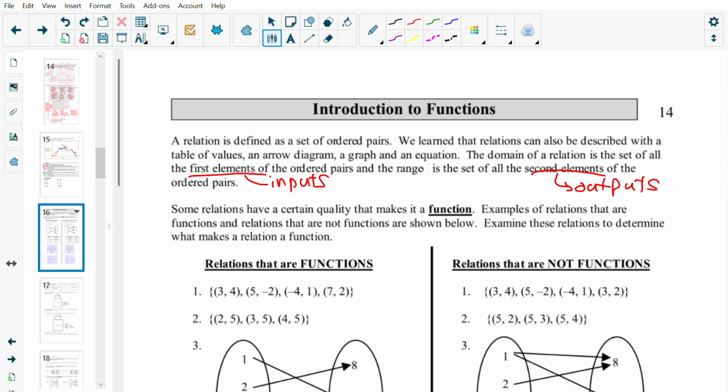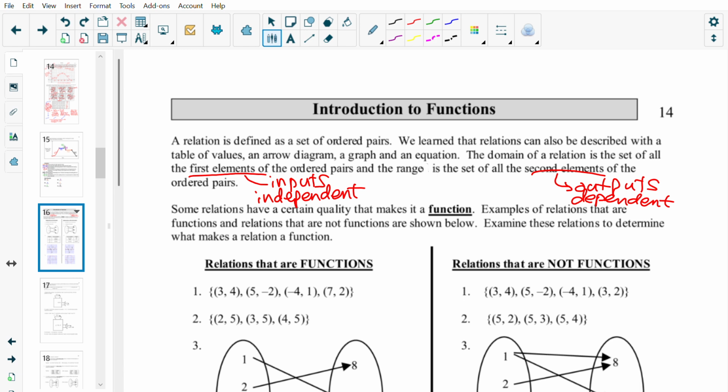The inputs, we also call the independent variables. And the outputs, we also call the dependent variables. So the dependent variables depend on the value of the independent variable. Some relations have a certain quality that makes them a function. So we're going to introduce this idea of a function.